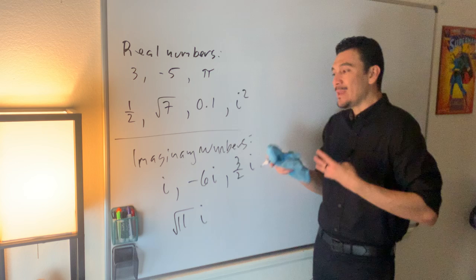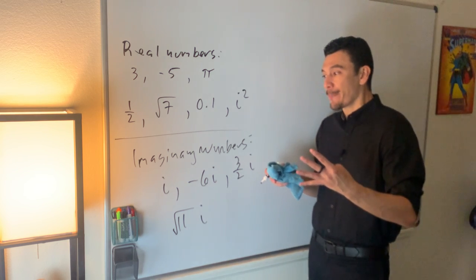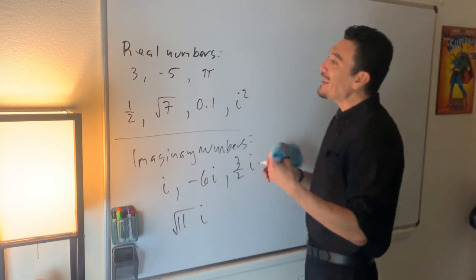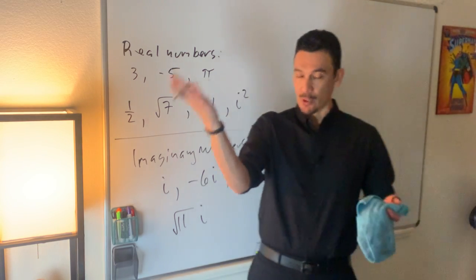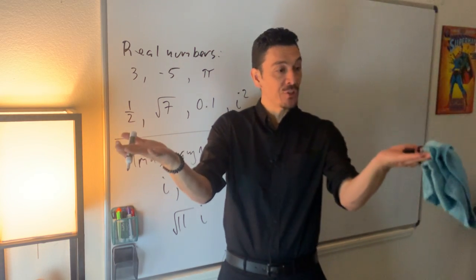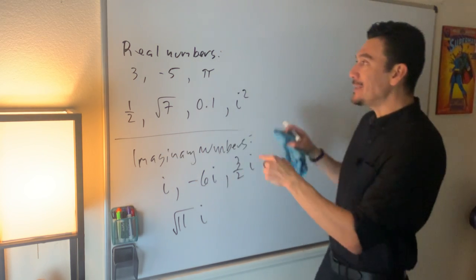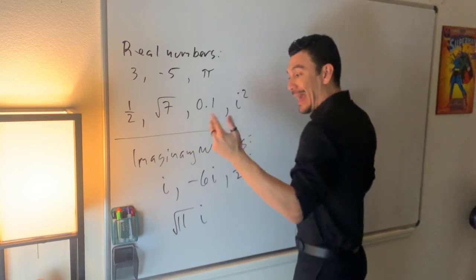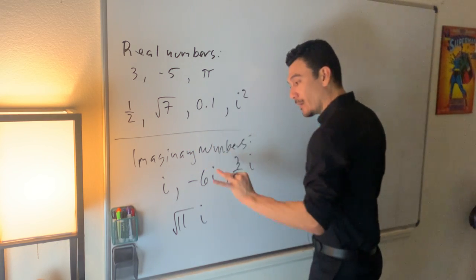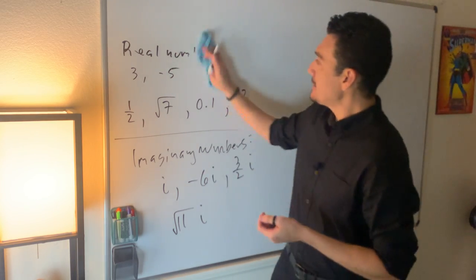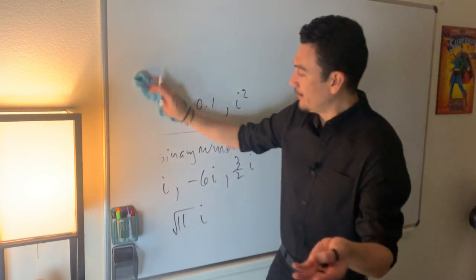Now, the reason we mention this is because the following question arises. What happens if you take a real number and an imaginary number and you combine them together? If I take something from here and add it with something from here, we get a completely different type of number. And that leads us to another definition.